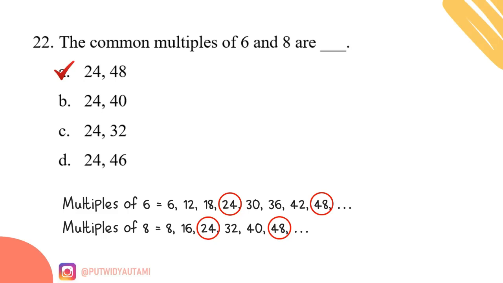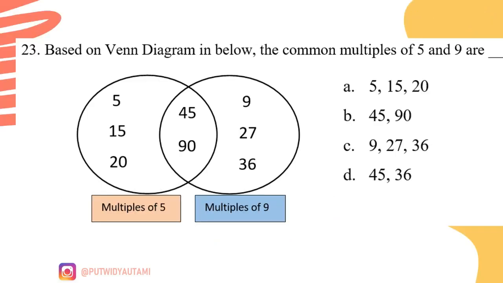Number 23. Based on the Venn diagram below, the common multiples of 5 and 9 are, well, if we're using a Venn diagram, we know that the common numbers are in the middle. So the answer is, yeah, bingo.